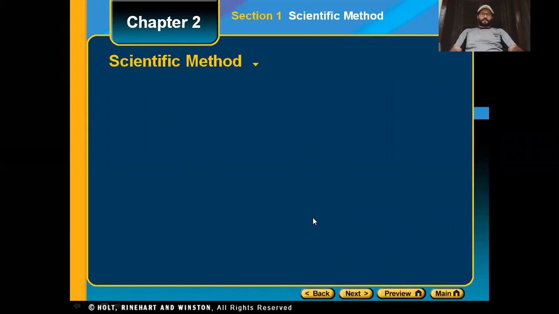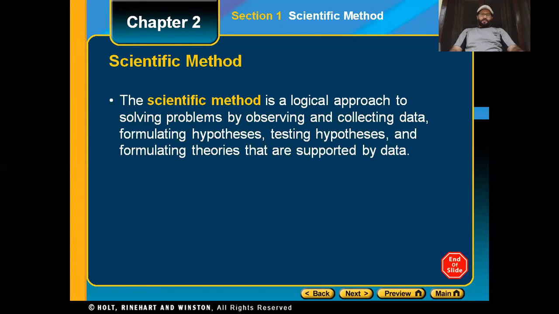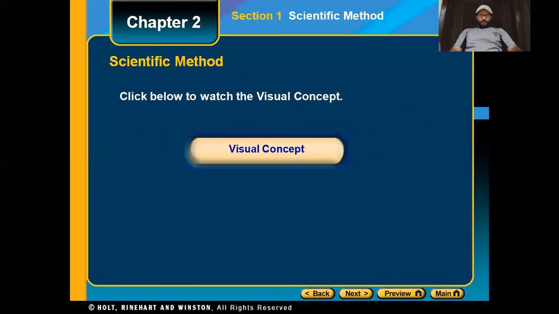Let me start with the very first one, the scientific method. Dear student, each and every passing day, we observe different sorts of things in our daily life. How we deal with all these things in science is based on the scientific method. The scientific method is a logical approach to solving problems by observing and collecting data, formulating hypotheses, testing hypotheses, and formulating theories that are supported by data.